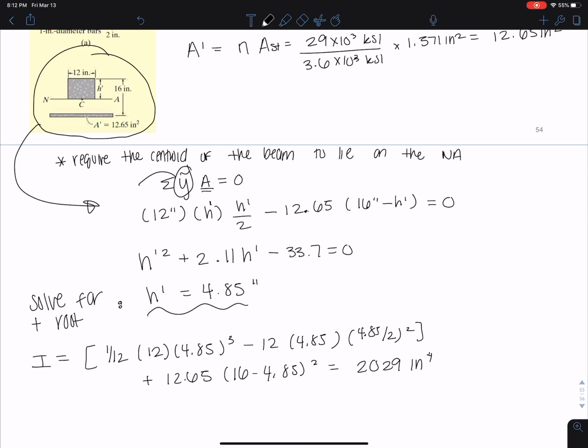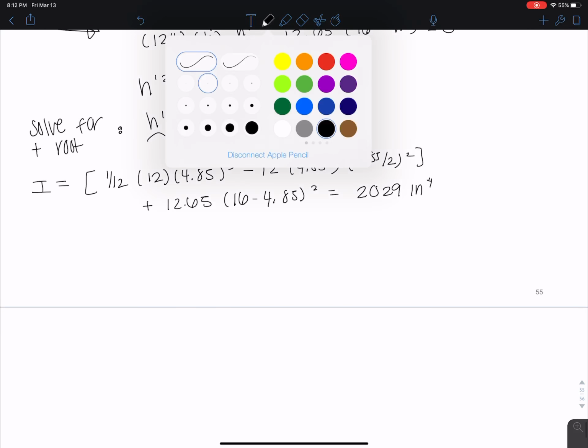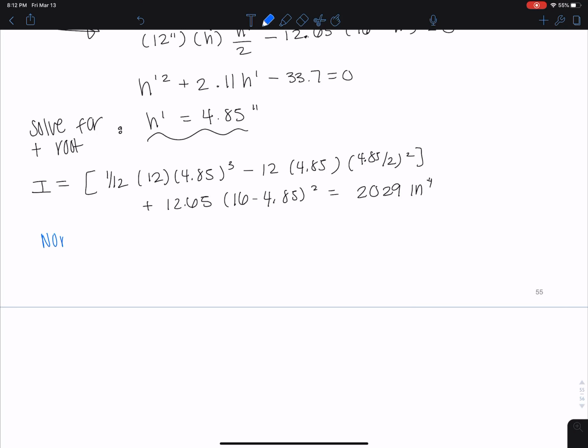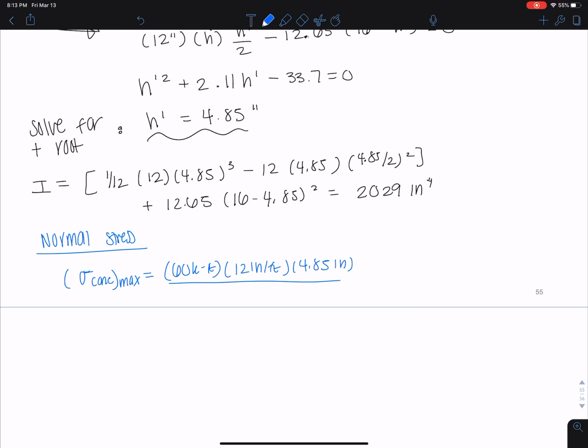And now we can find our normal stress by applying the flexure formula. So I'm going to come here, normal stress. And we can apply the flexure formula to our transformed section and say sigma of concrete max is equal to that 60 kip-foot. This is the applied moment that was given in the problem. I'm going to convert it here to inches times the 4.85 inches. This is the c value, the location of the neutral axis that we just calculated, divided by the moment of inertia, and I get 1.72 ksi.